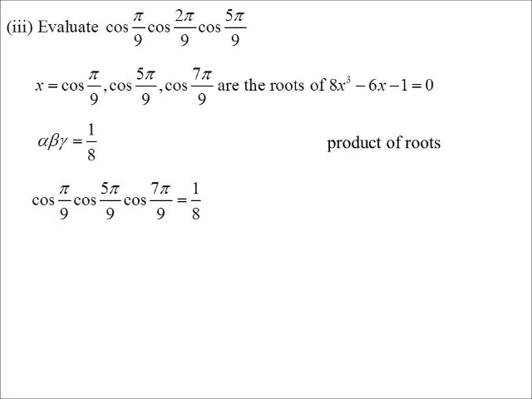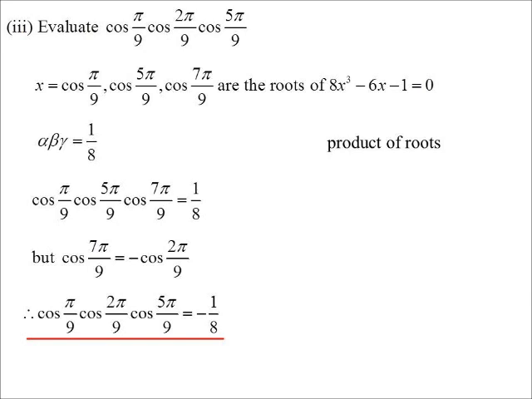So I want to turn this 7 pi on 9 into 2 pi on 9. Well, 7 pi on 9 is in the second quadrant. So it would be the same as the negative of the cosine of the acute angle. The acute angle would be 2 pi on 9. So therefore I can substitute in for the 7 pi on 9 negative cos 2 pi on 9, and therefore my product is negative 1/8 as my answer.